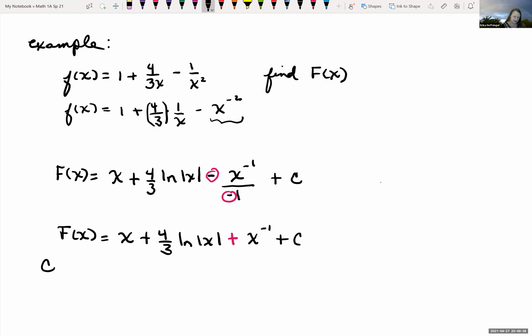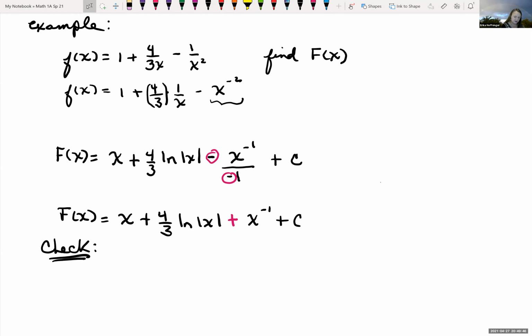So let's check. So that could be a good test question. I want you to find the antiderivative. Now I want you to show me by checking it that you found the correct answer. So checking it, you're going to find the derivative and show that we get this back once we take the derivative.